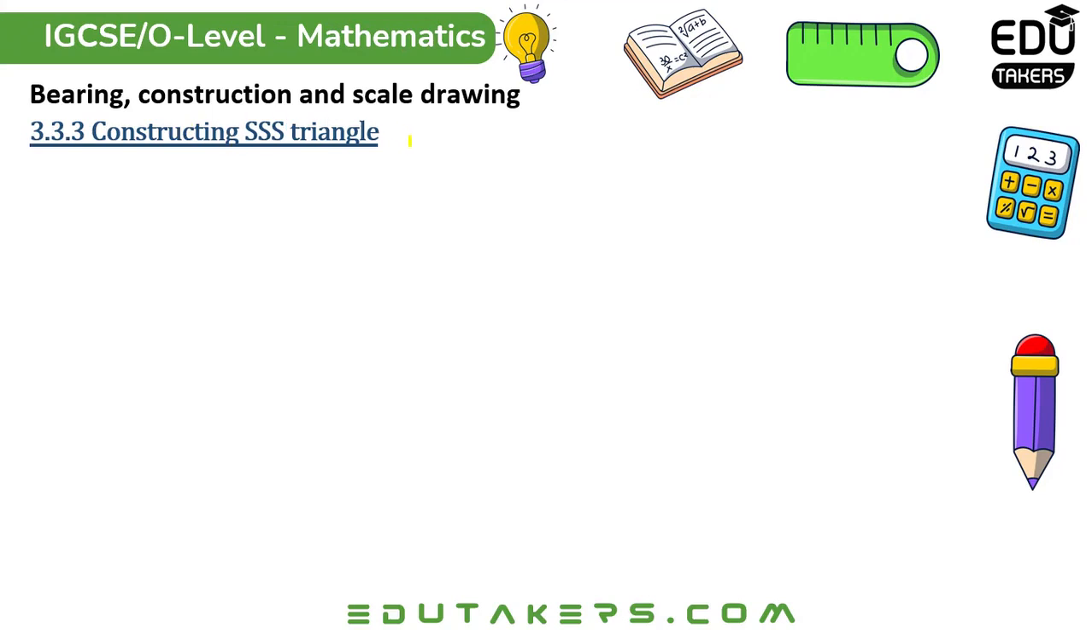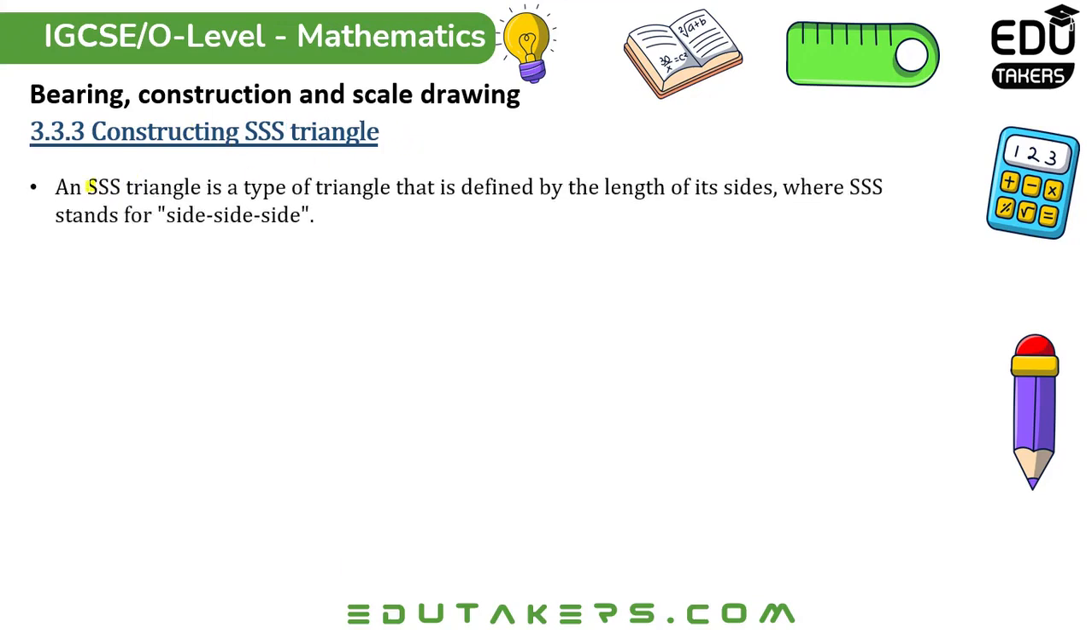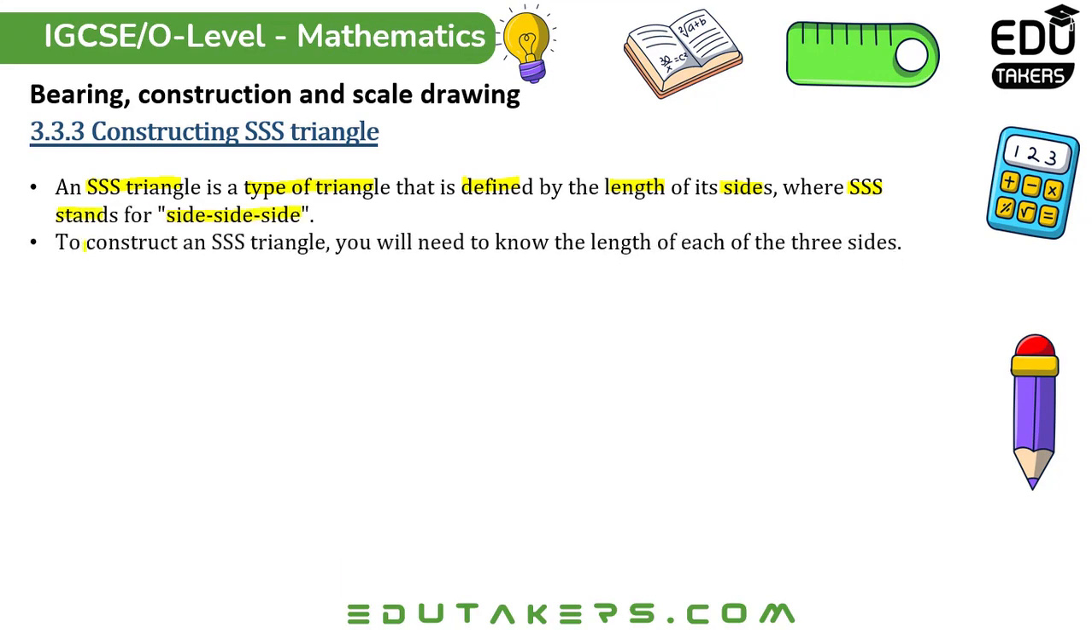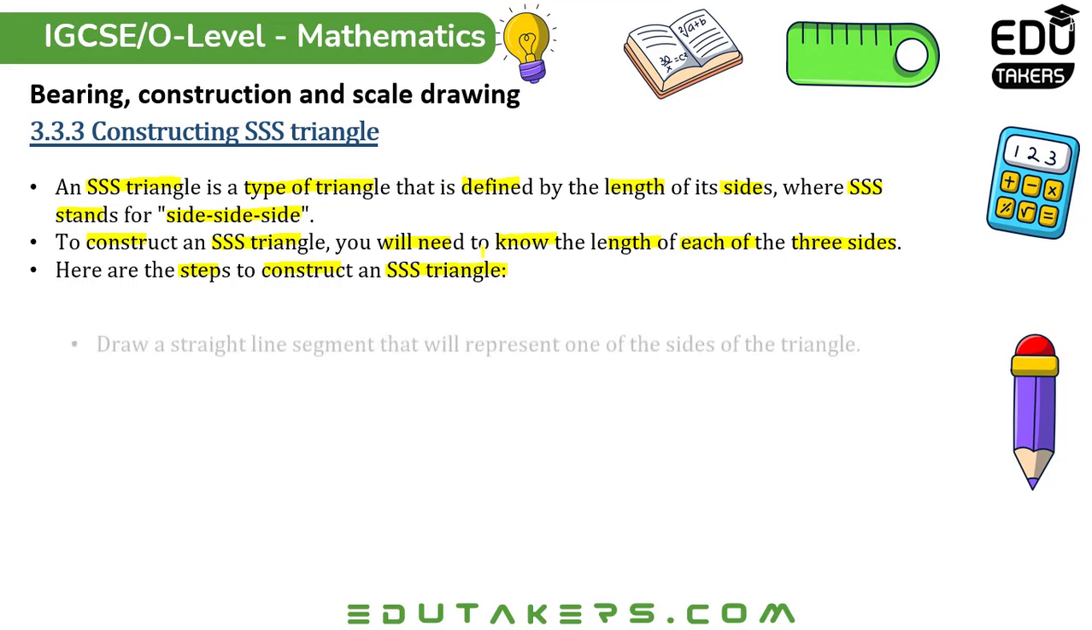Constructing an SSS triangle. An SSS triangle is a type of triangle that is defined by the length of its sides, where SSS stands for side, side, side. To construct a side-side-side triangle, you will need to know the length of each of the three sides. Here are the steps to construct an SSS triangle.